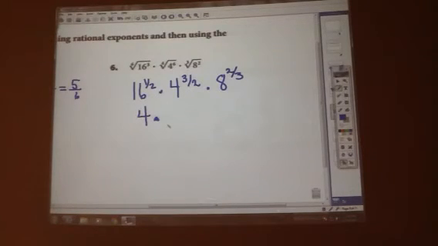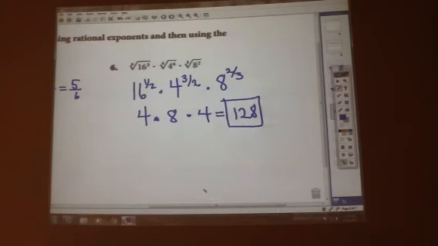So that's 4. What is 4 to the 3/2? 8. What is 8 to the 2/3? 4. So 4 times 8 times 4? 128. That's your answer right there. Any questions?